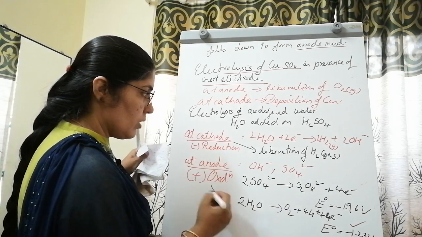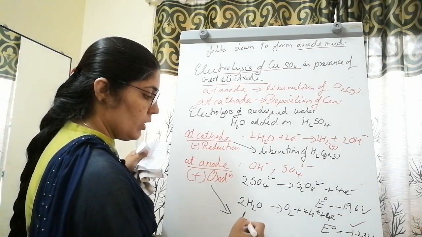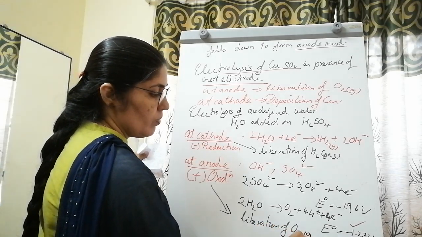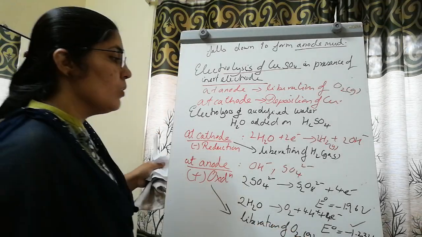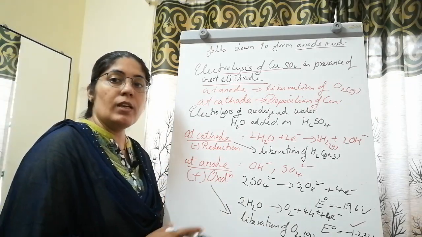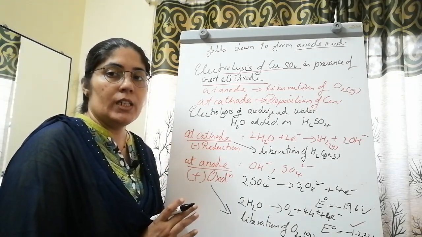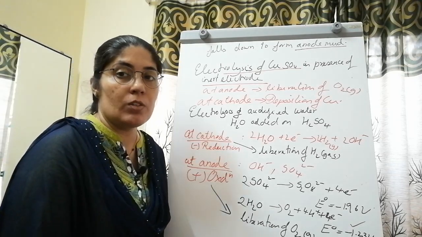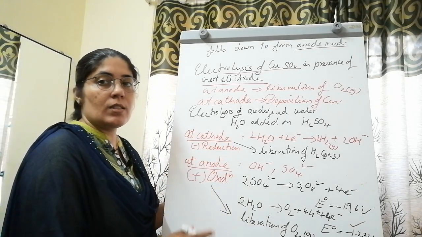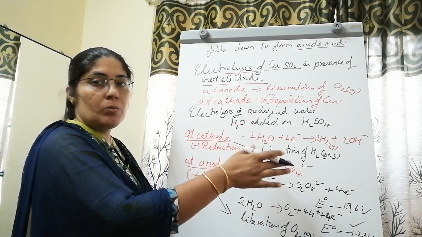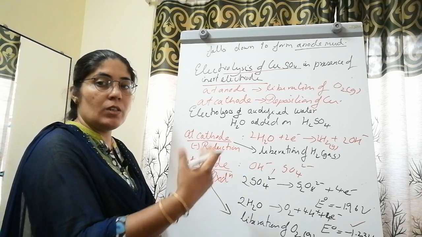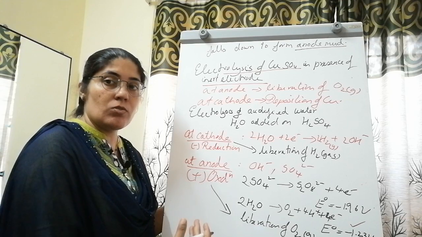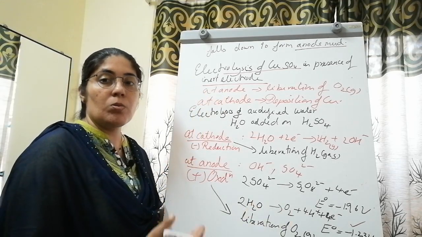So you can write that at the anode, you will be having the liberation of oxygen gas. This is how we are going to understand the electrolysis of acidified water. When we talk about acidified water, we are adding a little sulfuric acid into this, and this is how the reaction takes place. The ions will be split, and since the anode is having a positive charge, the negatively charged anions will be moving into it.